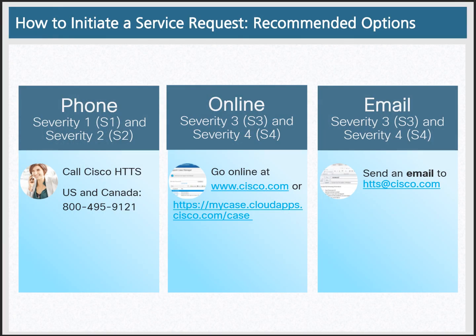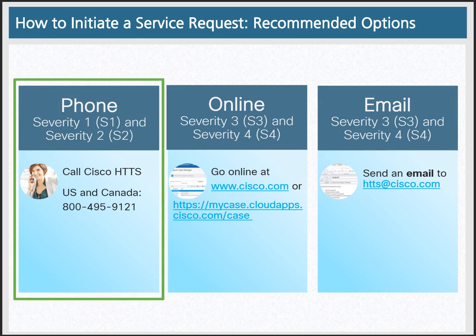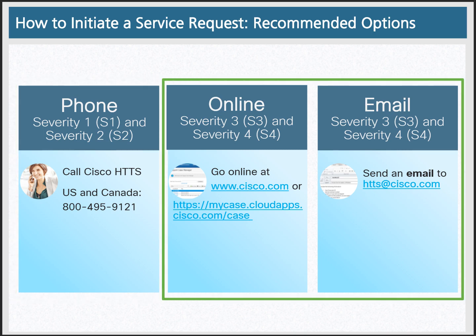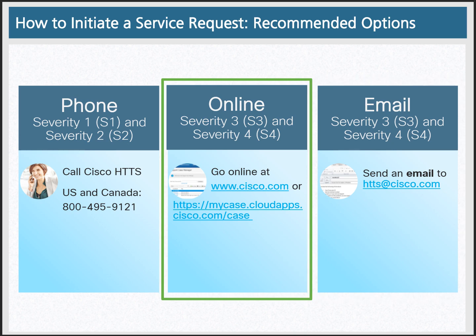There are 3 ways to initiate a service request. For high severity cases, Severity 1 and Severity 2, in which you are experiencing an outage, you can call HTTS. If you don't know the phone number, you can ask your account team. For United States and Canada customers, that number is provided for you on the screen. For lower severity cases, Severity 3 and Severity 4, in which you are experiencing degradation but not an outage, or you have a question, you can open a case online or by email. Online is the preferred method.